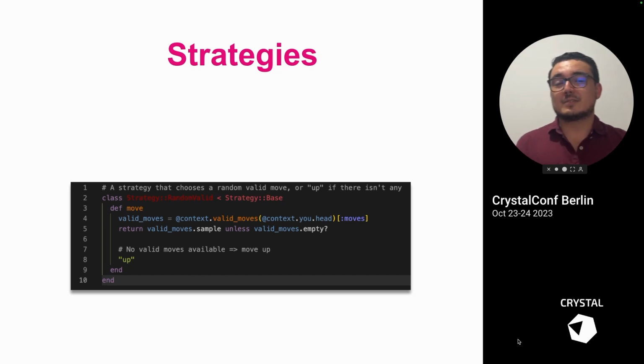For example, this random valid strategy: you ask the context on line 4, what are the valid moves for your snake, and just pick a random one if there are any. So that is what the random valid strategy looks like. If there are no valid moves, just move up.